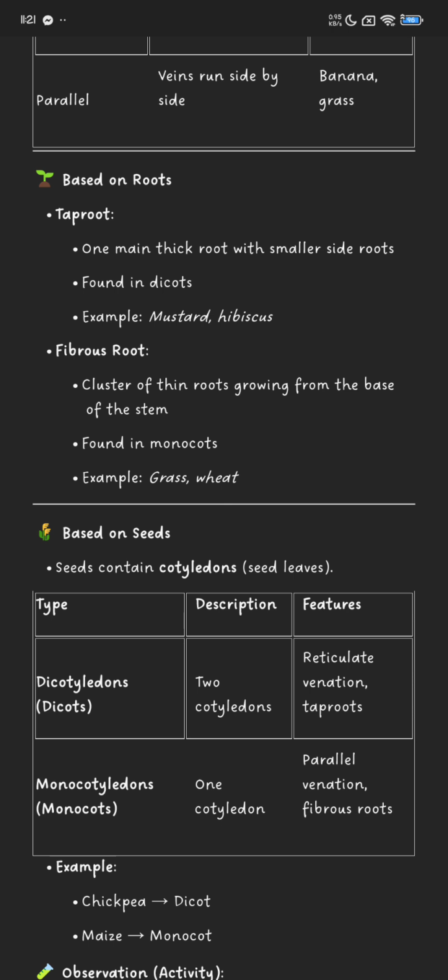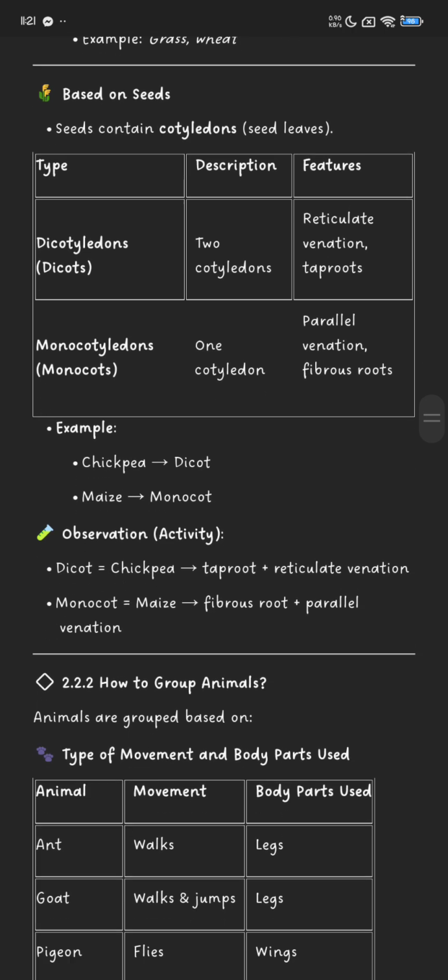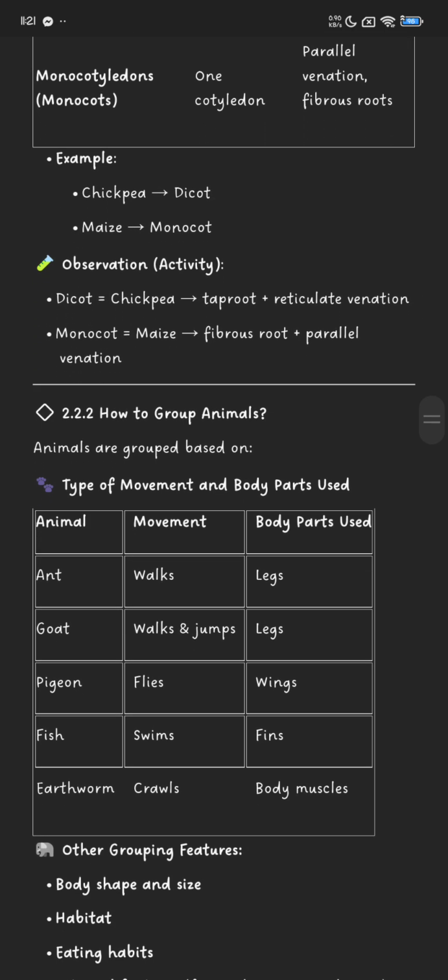Dicotyledons (dicots) and monocotyledons (monocots). Dicotyledons: two cotyledons, reticulate venation, taproots. Monocotyledons: one cotyledon, parallel venation, fibrous roots. For example, chickpea is a dicot, maize is a monocot.